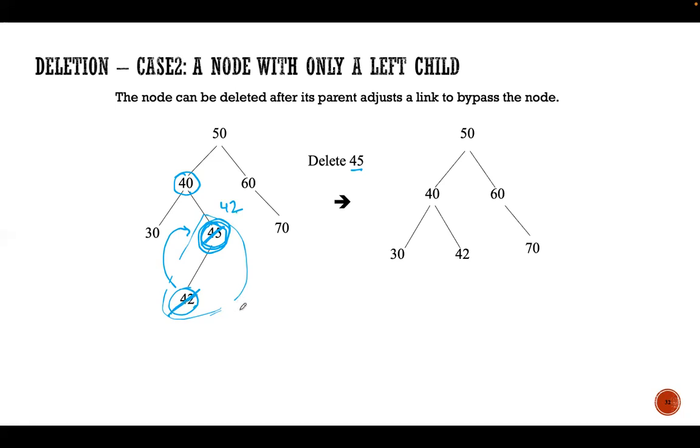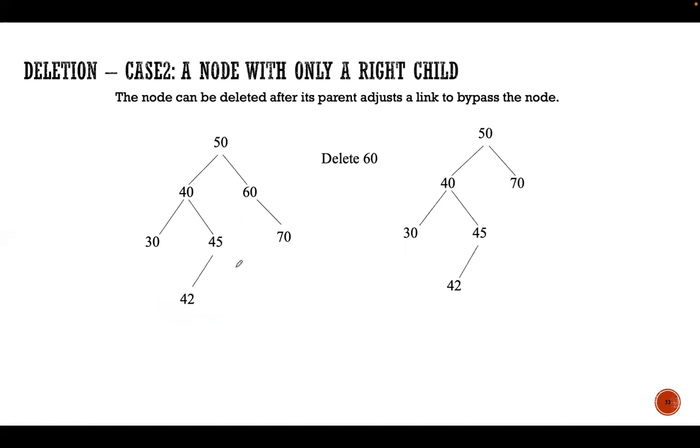All right. So that's where the node will be deleted. All we have to do, we have to actually make sure the parent of the node will adjust the link to bypass the node. All right. So let's see another example. Let's say we are going to delete 60. Okay. So we're going to delete 60 here. So 60 has a parent 50. All right. And 60 has only one child, 70.